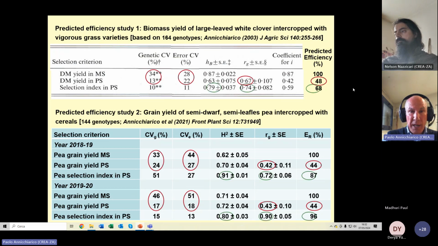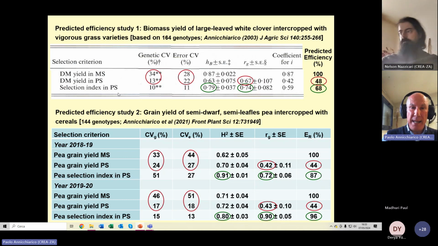And in addition, you see here the selection based on a selection index of traits in pure stand. Now, there were different traits, but one of the main ones was the canopy height, the plant height of the legume, in order to better compete for light. And in this case, selection in pure stand based on a selection index is more valuable than selection based on yield in both cases. It is particularly valuable, I would say, nearly as good as direct selection when we consider pea, because the genetic correlation here is higher, and also the heritability, you see in broad sense, for the selection index was high. So from this kind of experiments, we could have also an overview of what happens if we select depending on different scenarios.